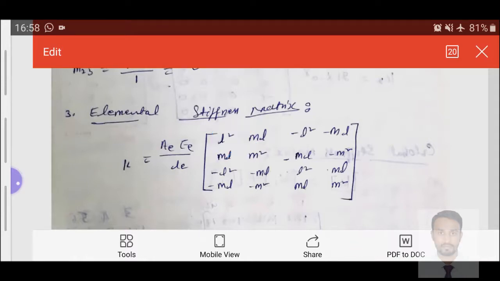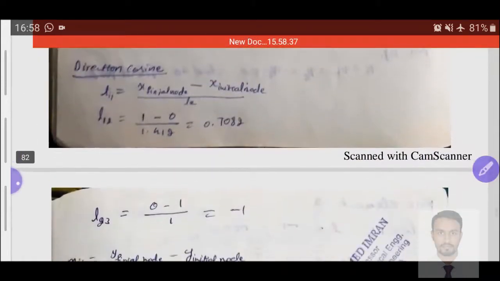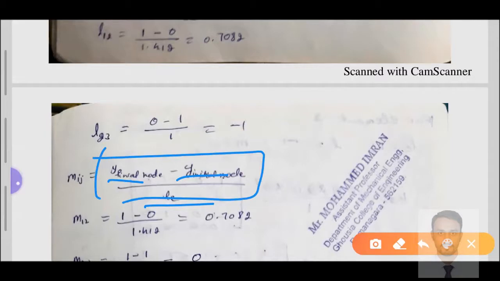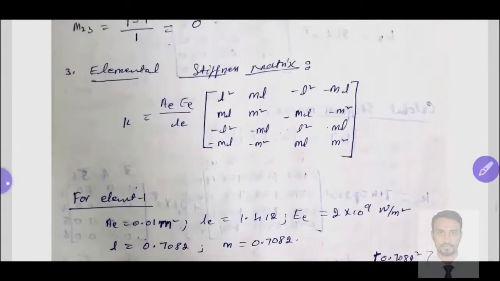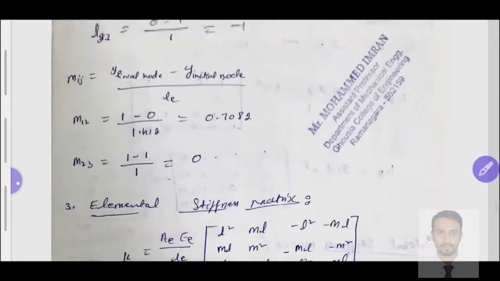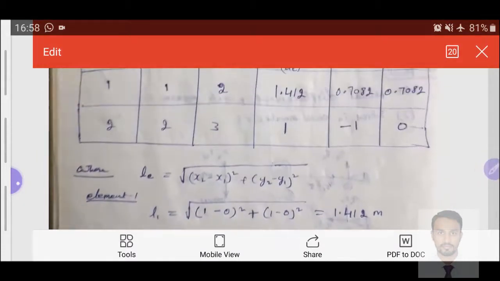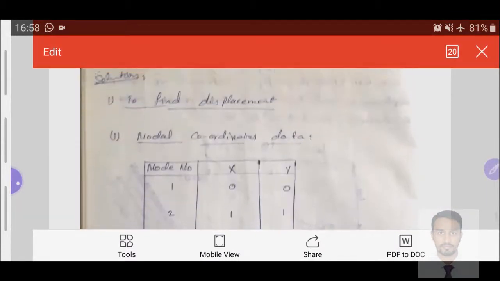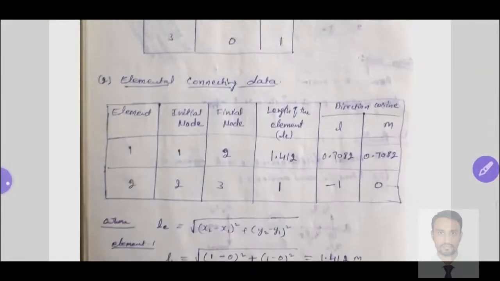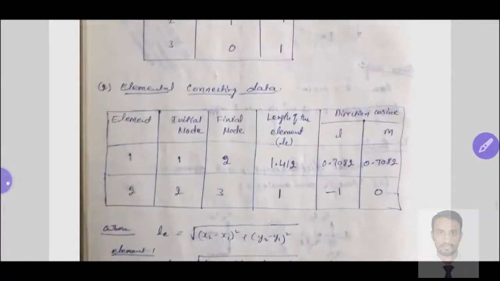M depends upon the y axis. Then M is equal to the final node value of y minus the initial node value of the y direction for that particular element, divided by LE. This is said to be M. These direction cosines are found by using the coordinate data. By using that coordinate data, we need to find all the values. That is the reason this data is very much important. Carefully, we need to take all the data.